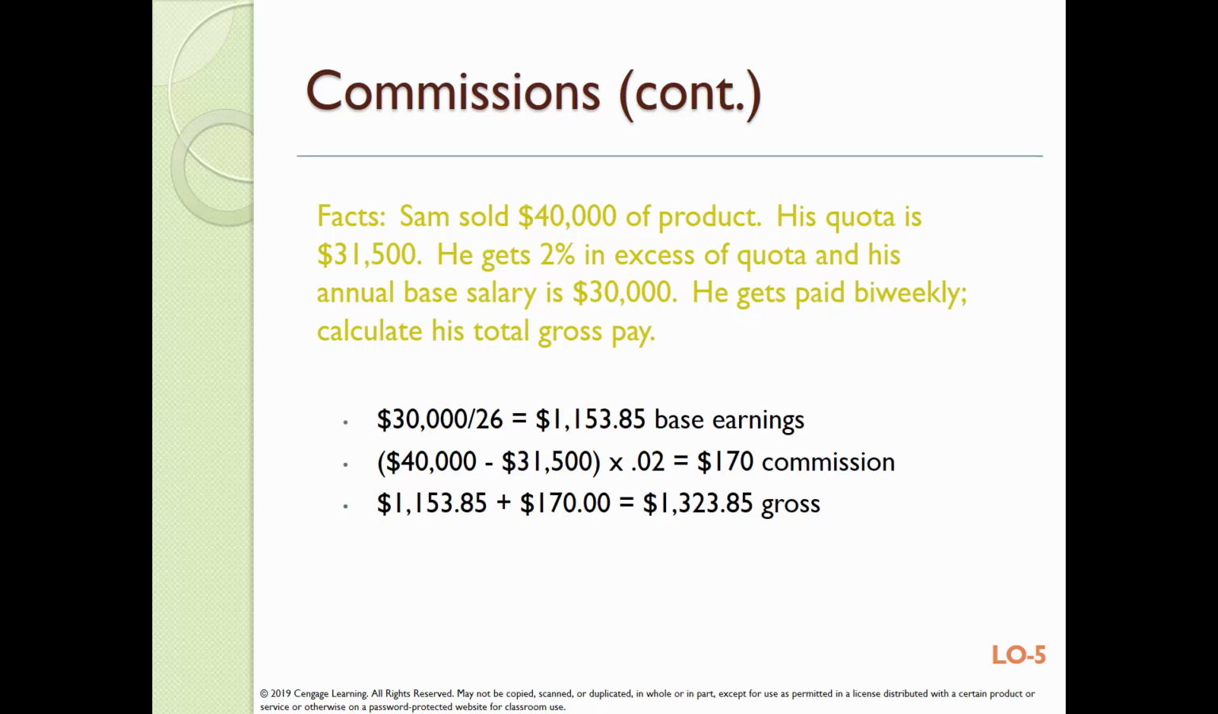The first thing we always have to do is calculate his regular base. And he gets the 30 grand regardless, right? How many years he paid? 26. So I'm just a little confused. So anybody who's on commission, do they always get an annual base salary? It may or may not.